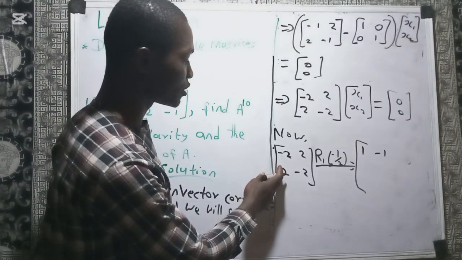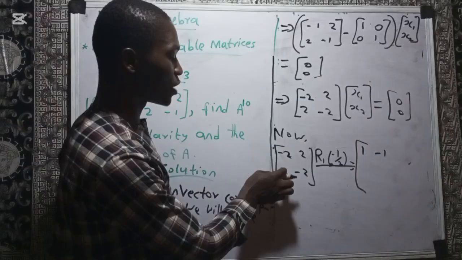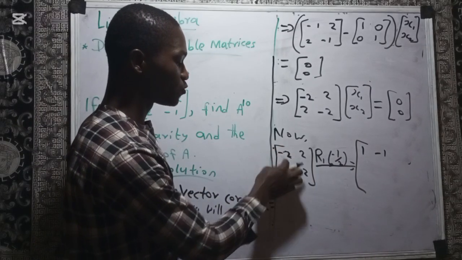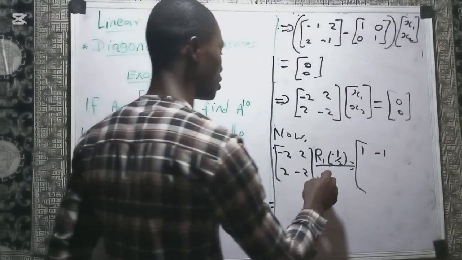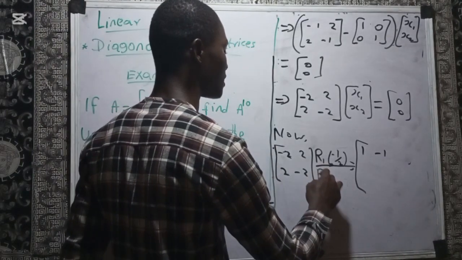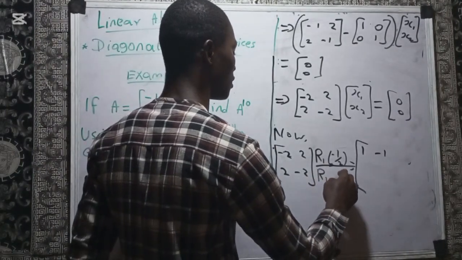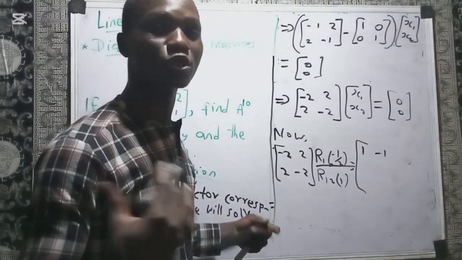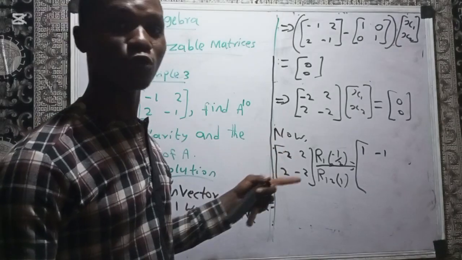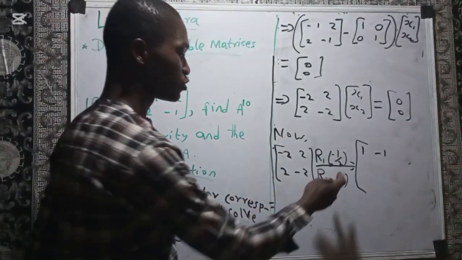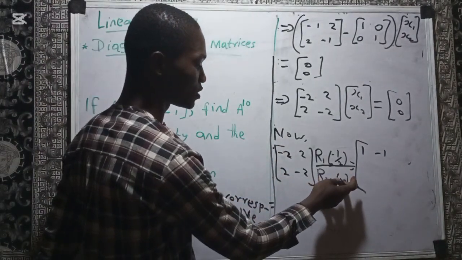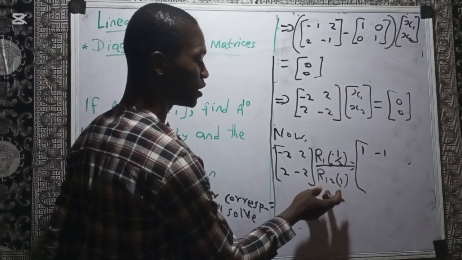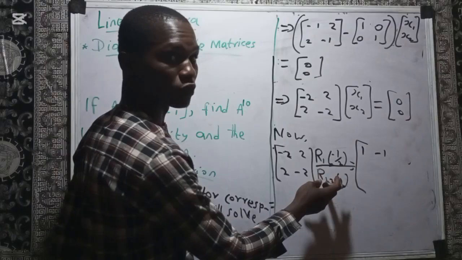For us to make it 0, we have to add row 1 to row 2, because -2 plus +2 will give us 0. In other words, this is the same thing as multiplying row 1 by +1. We multiply by +1 because we don't want it to change. We want it to be the same row 1, so we can add it to row 2. So you multiply row 1 by +1, then add the result to row 2. That's what I wrote.